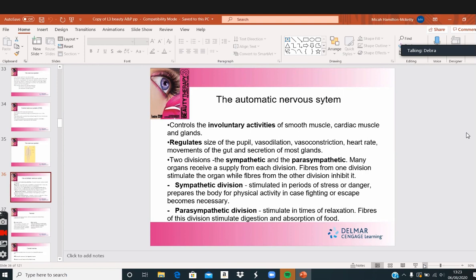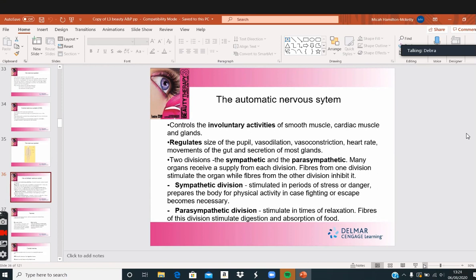It will also regulate the movements of the gut. So the gut is our small and large intestine. Obviously, when we eat and the food has come through the stomach and gone into the small intestine and large intestine, if we didn't have muscles and we didn't have a nervous system, the food would just sit there. So it'll open and move, open and move, so that the food can move along the small intestine, move along the large intestine, and then we will excrete it. Okay?